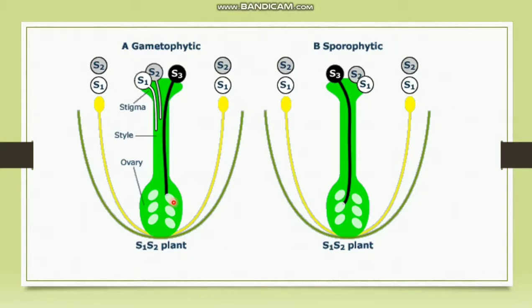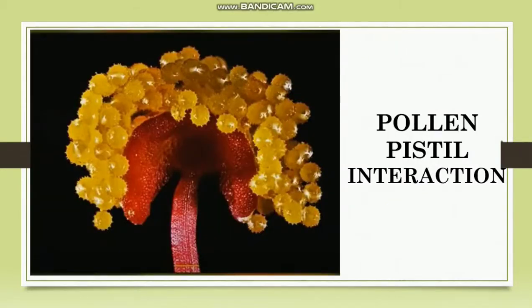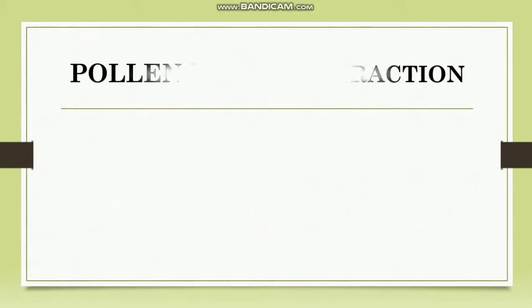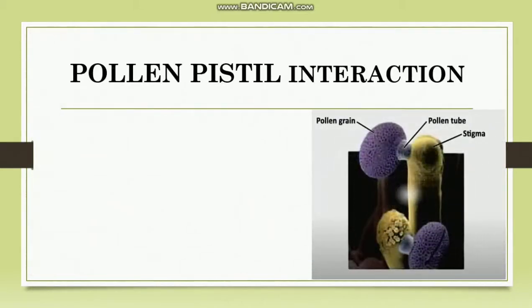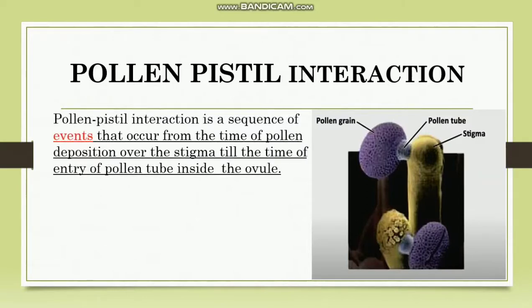Our next topic is pollen-pistil interaction. Pollen-pistil interaction involves all the events which occur from the time of deposition of pollen grain on the stigma till the pollen tube enters inside the ovule. So all such events are together termed as pollen-pistil interaction.